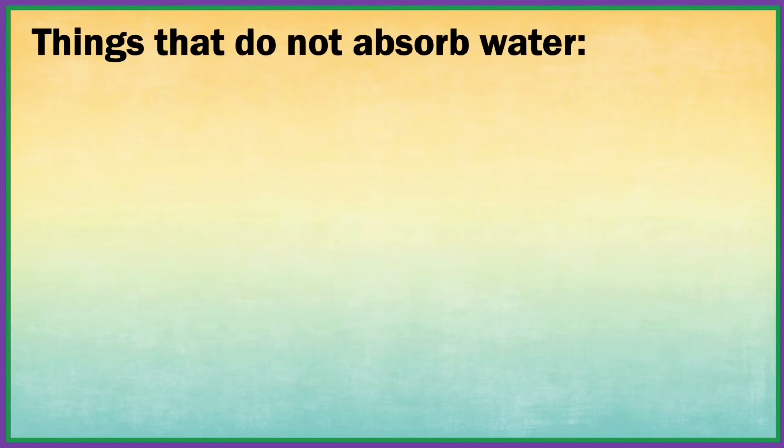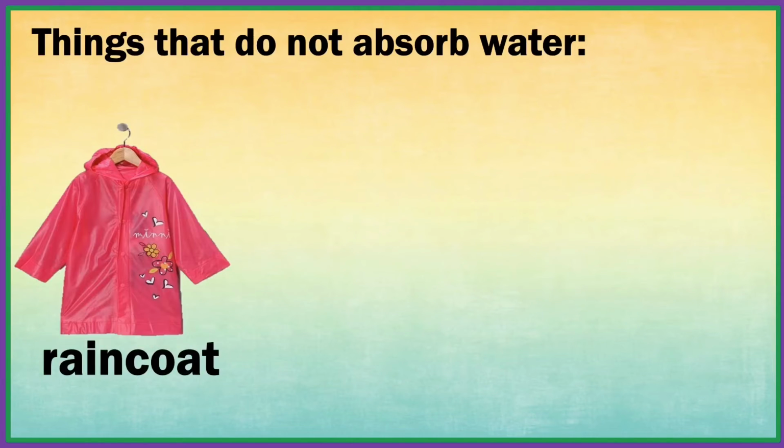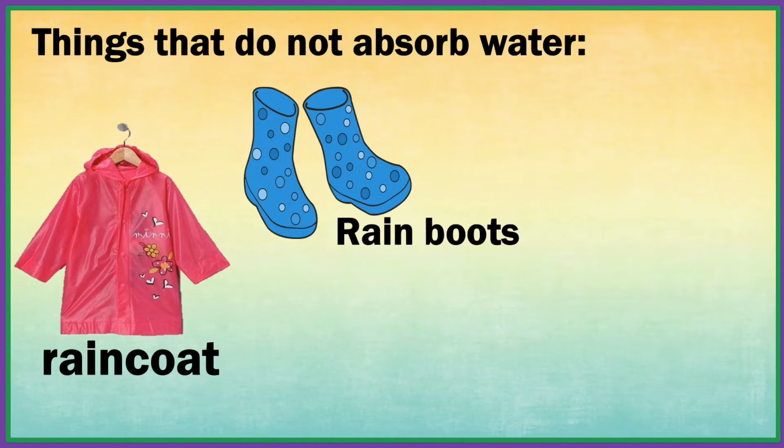Now here are some of the things that do not absorb water. Raincoat. Raincoat is made of plastic, and plastic doesn't absorb water. We wear raincoats in rainy season, and the reason is we don't want to get wet. Next, we have rain boots. Rain boots are made of rubber, and rubber doesn't absorb water. So, we wear rain boots during rainy season when we don't want our feet to get muddy and wet.